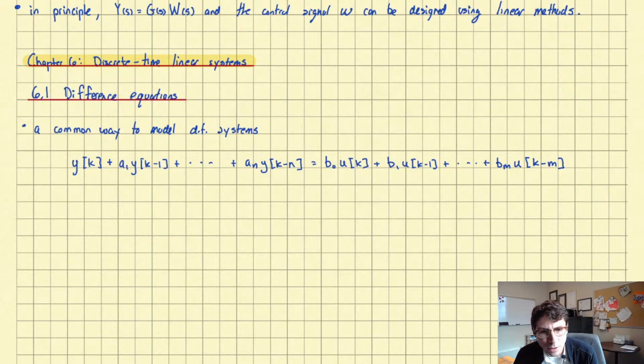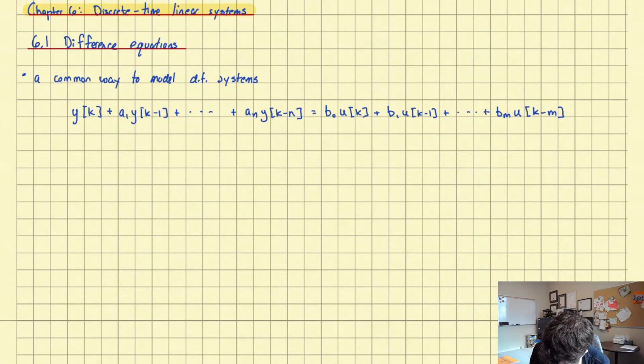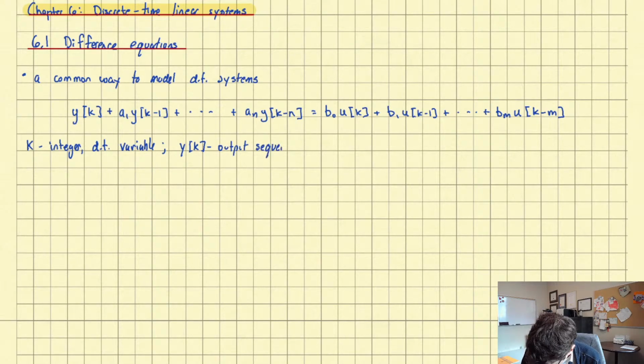So what's going on in this equation? Well, k is time, of course. It's the discrete time, the independent variable in the equation. So k is an integer, the discrete time variable. Y is the output. You can think of it as a sequence of numbers, real numbers. And u of k is the input sequence.